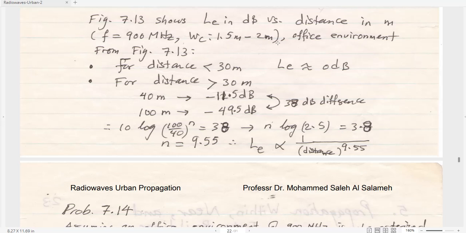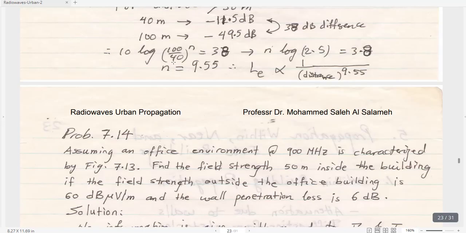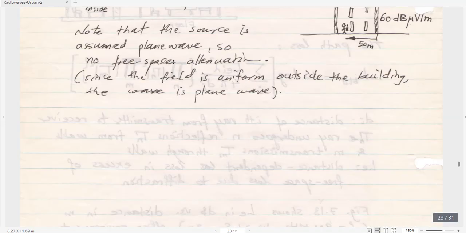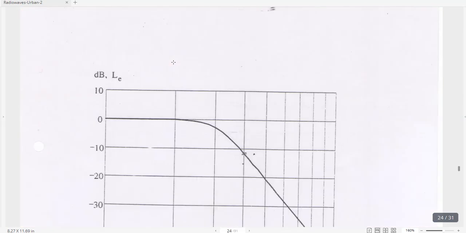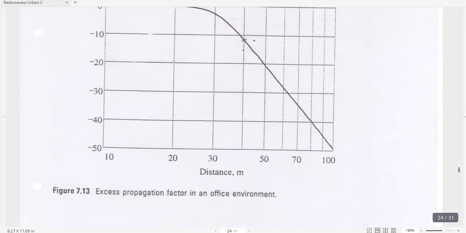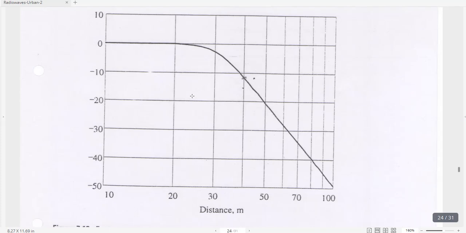This figure 7.13 is for an office environment. This is figure 7.13, the excess propagation factor in an office environment. Of course, this is a typical curve. Maybe for different buildings you will get different curves, but this is an average curve.